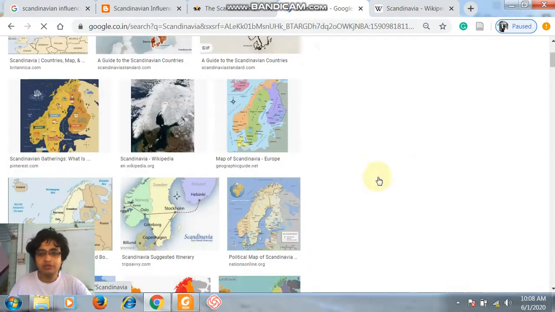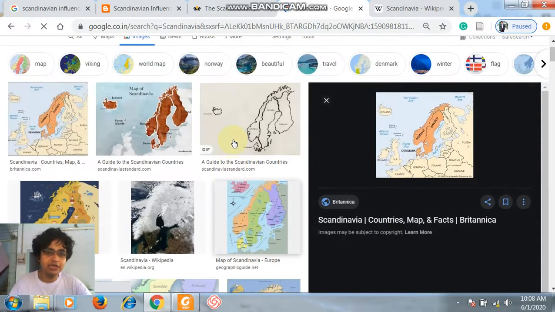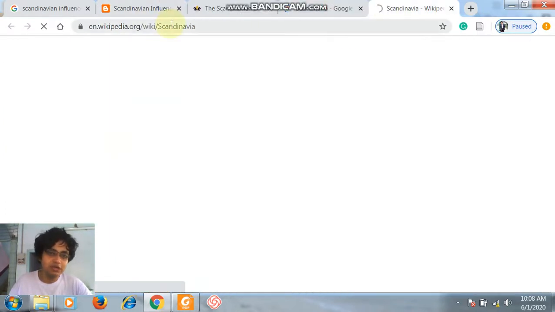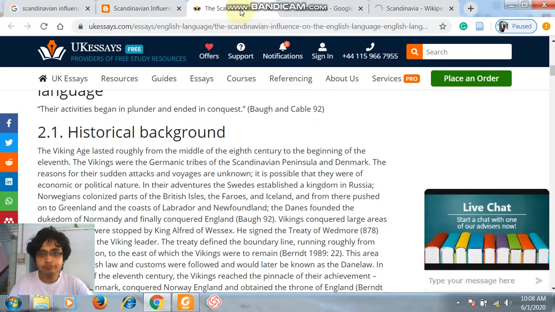Let us begin with this definitional scope of Scandinavian history. If we look at the map of Europe, these three finger-like countries are Norway, Sweden and Denmark, and this is Finland. Many people also include Finland, but Norway, Denmark and Sweden are generally considered as Scandinavia. So from these three countries, people invaded England and they were known as Vikings.